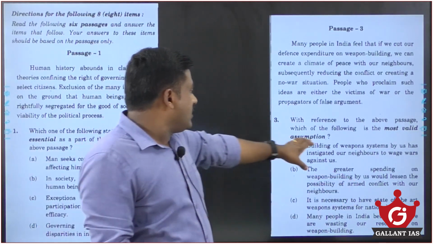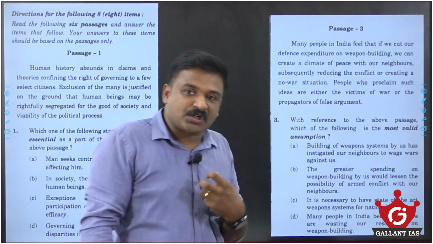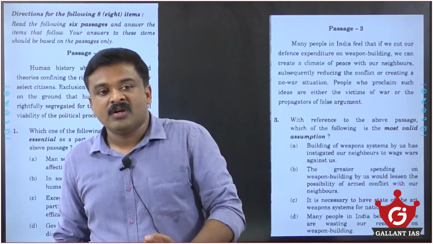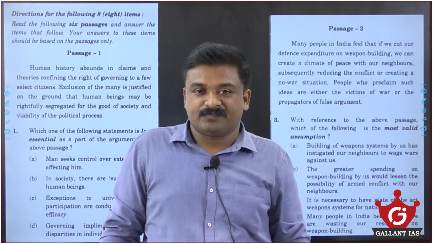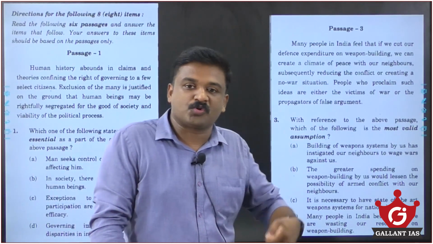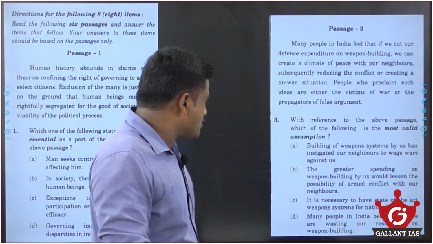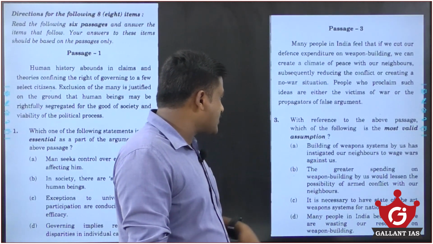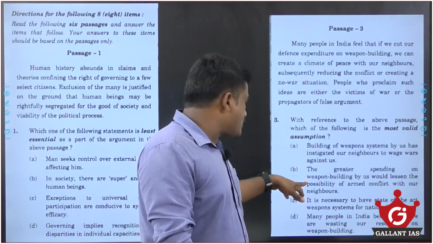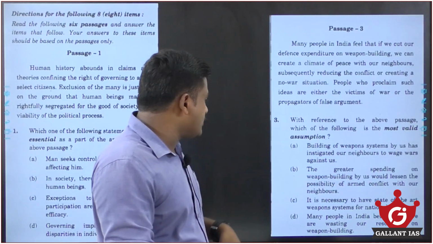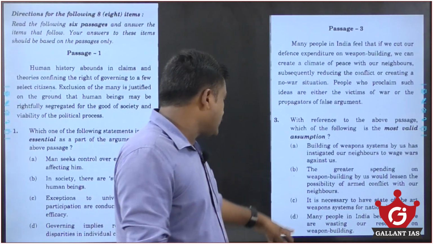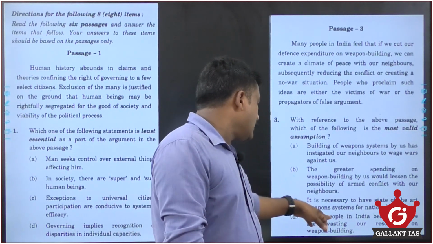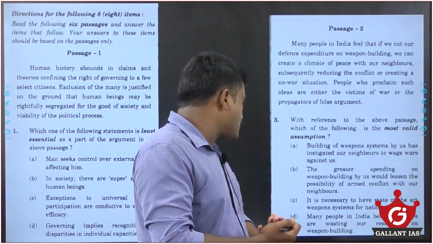What do they say? Which of the following is the most valid assumption? Assumption you have to pick. An assumption is a piece of information which must be true in order for the conclusion to be true. So, in that sense: building of weapon systems by us has instigated our neighbors to wage wars against us. The greater spending on weapon building by us would lessen the possibility of armed conflict with our neighbors. It is necessary to have state-of-art weapon system for national security. Many people in India believe that we are wasting our resources on weapon building.